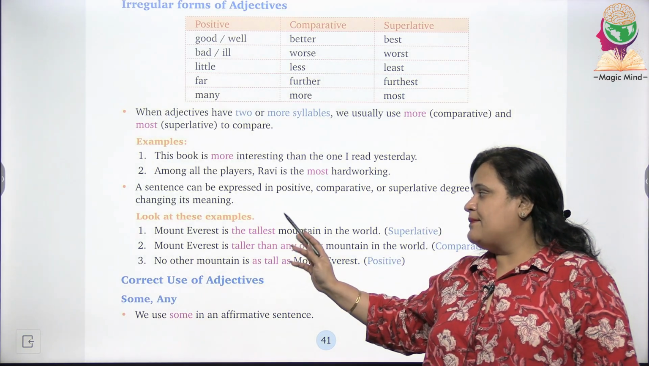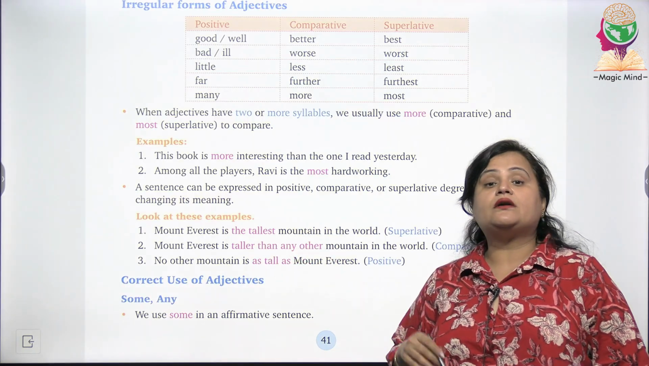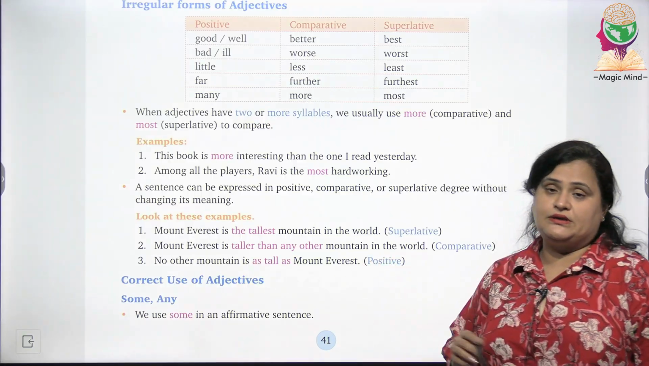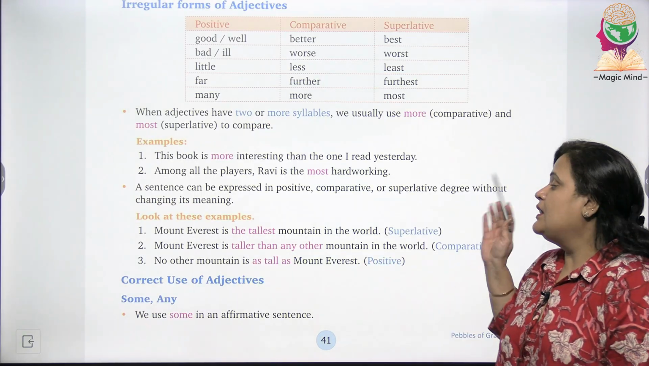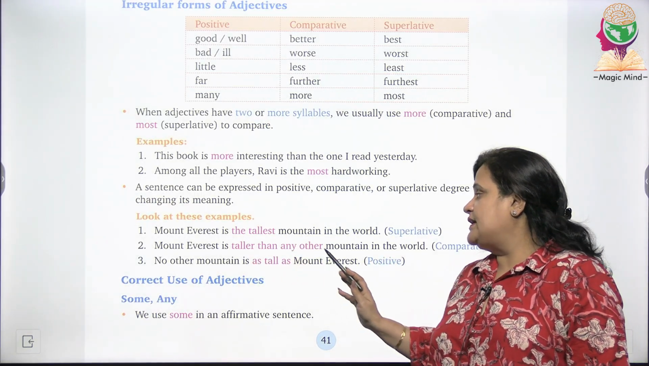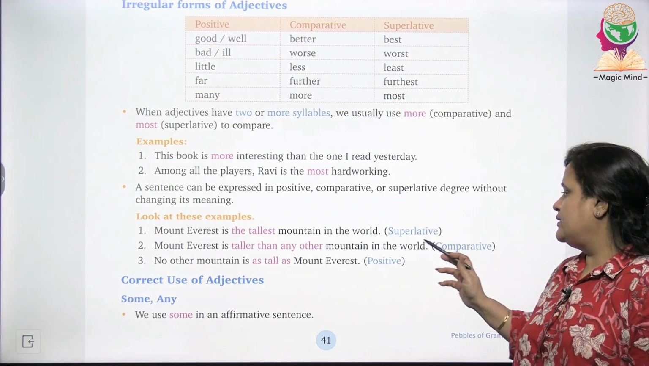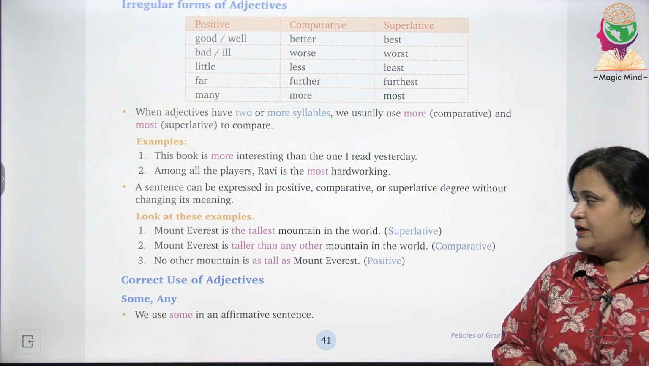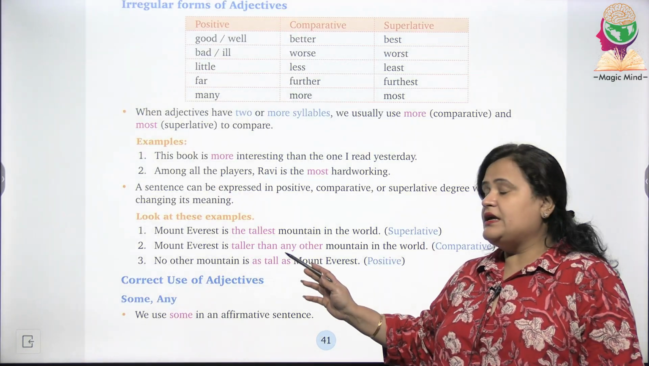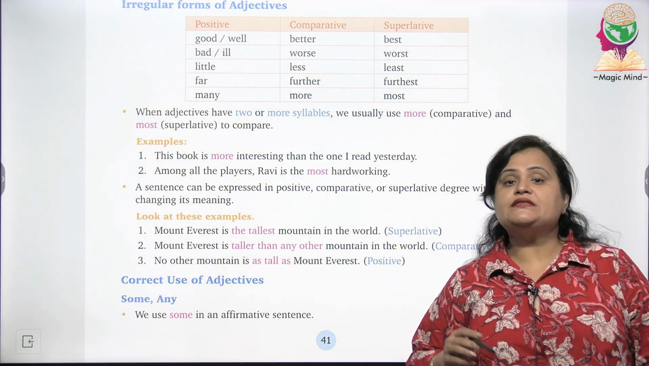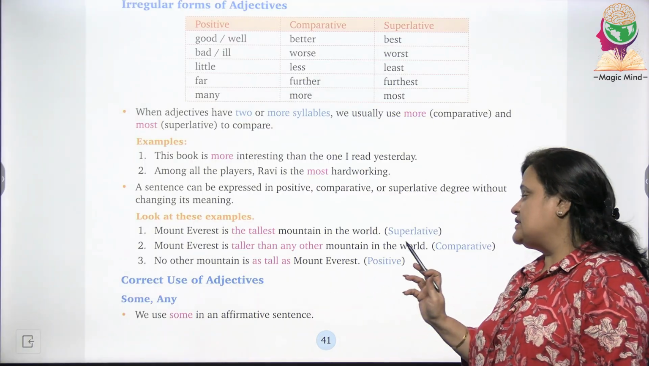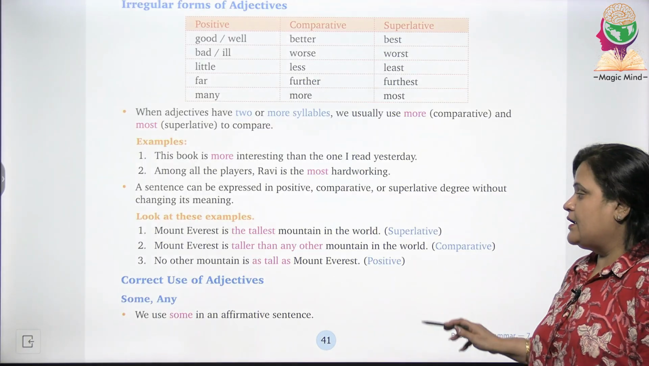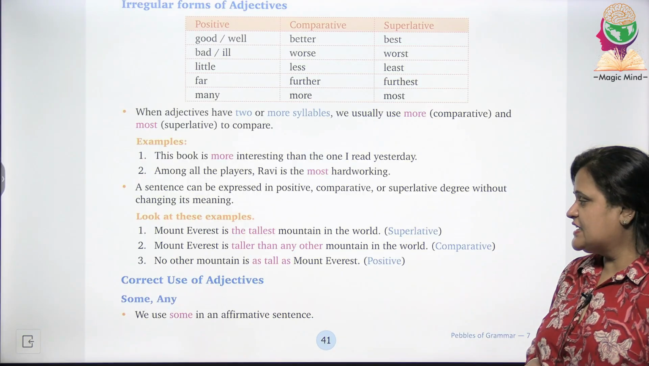Look at these examples. Mount Everest is the tallest mountain in the world. ये है superlative degree. Mount Everest is taller than any other mountain in the world. Comparative degree. No other mountain is as tall as Mount Everest. This is positive degree. Now correct use of adjectives देखेंगे.